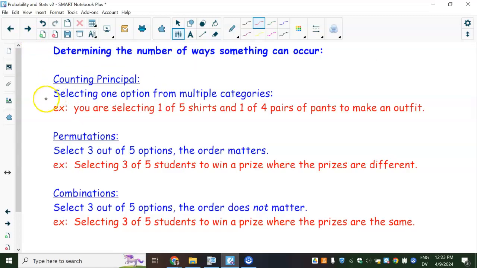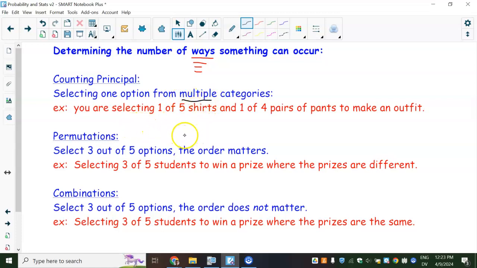The first topic we're going to go over is the number of ways you can do something, or number of ways things can occur. And there's really three different types of problems. The first is a counting principle, and to help try to tell these apart, the hint for counting principle is if you have multiple categories.